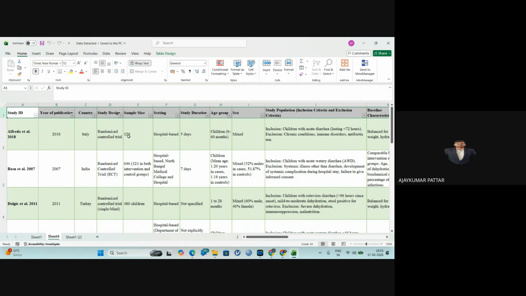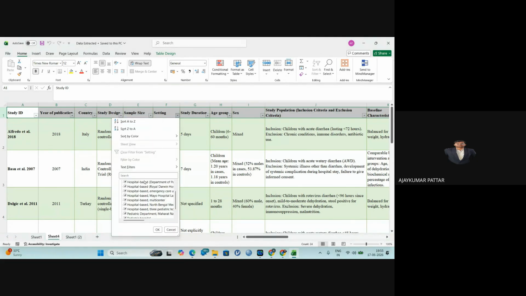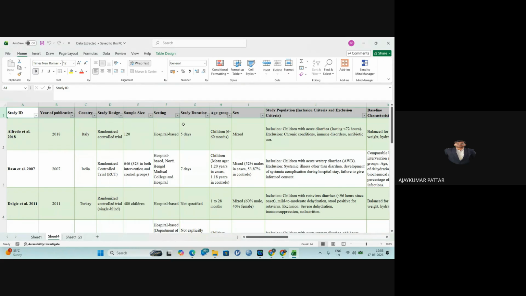They have mentioned 120. Setting: in the methodology they will tell whether it is a hospital-based study, a community-based study, or a field trial. That kind of information we have to fetch and mention here. The study duration mentioned in that particular paper is 5 days.